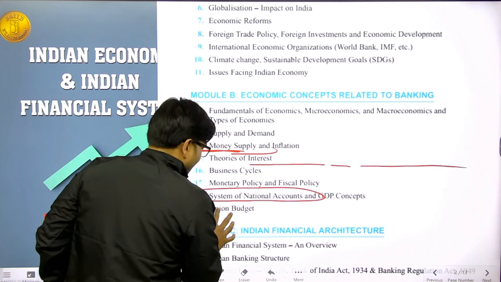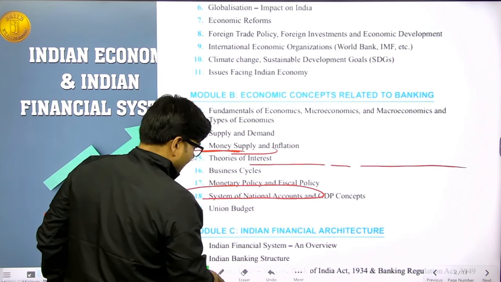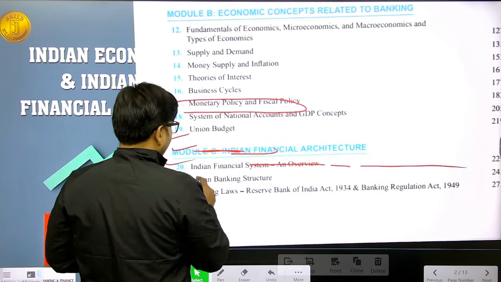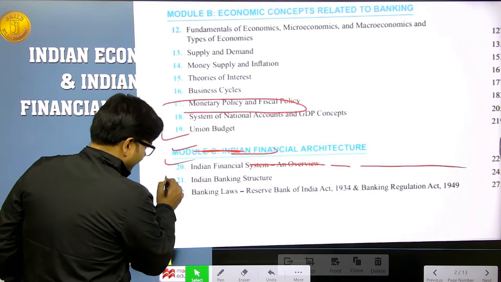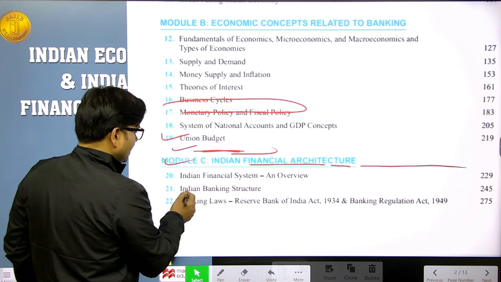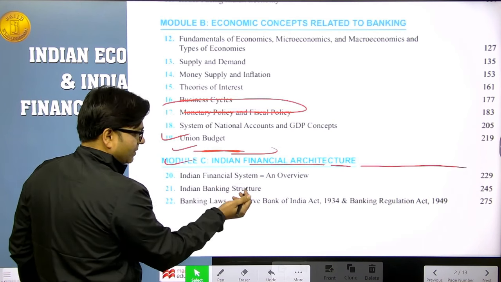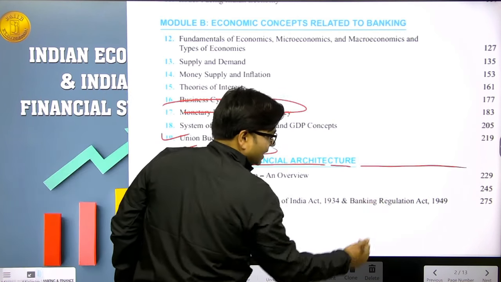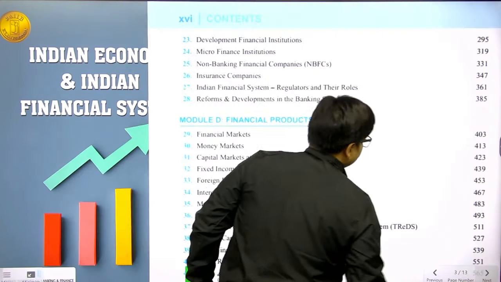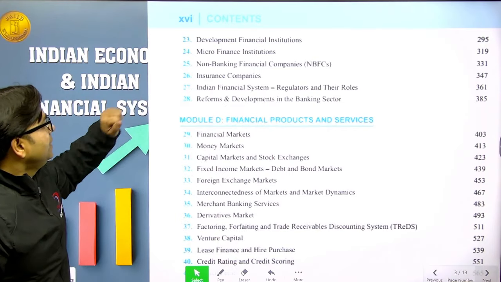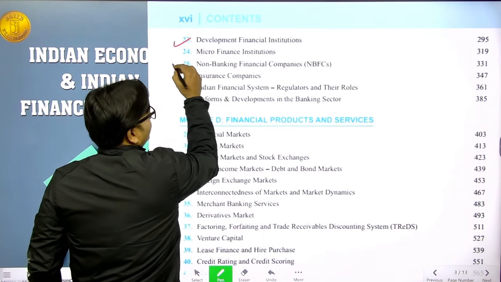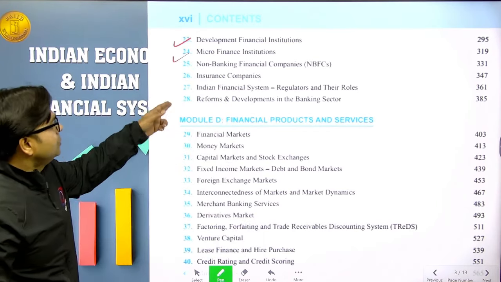Now in Module C, which is Indian financial architecture, how many topics are there? There are 3 topics on this particular page: Indian financial system overview, Indian banking structure, banking law and the Reserve Bank of India Act 1934, and the Banking Regulation Act 1949. Next is development of financial institutions. This is, I think, a new chapter. Microfinance institutions, this is also a new chapter.